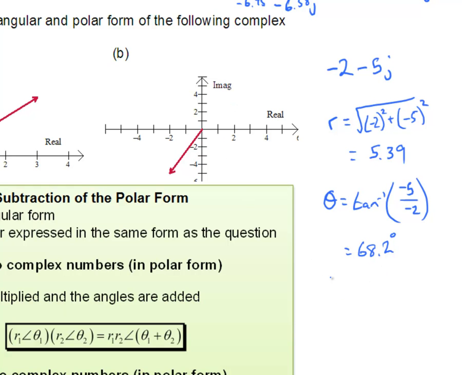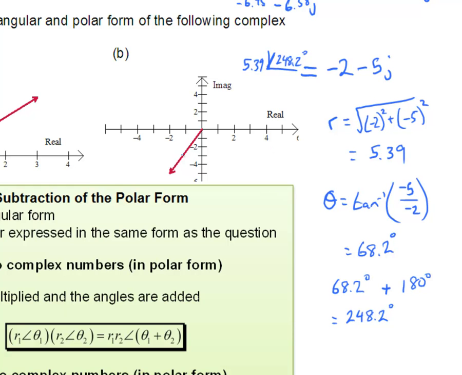So to make sure we're in the right quadrant, we need to take our angle, 68.2 degrees, and add 180 to get to quadrant 3. And so that's going to give us 248.2 degrees. Now we're in quadrant 3, and now the equivalent polar form for this rectangular form up here, I'll write it on top here, is going to be 5.39 with an angle of 248.2 degrees. And so there's the equivalent polar form.